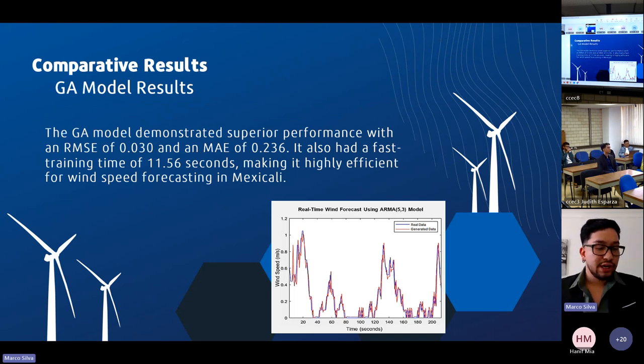GA model results. The genetic algorithm GA model delivered excellent performance with an RMSE of 0.030 and an MAE of 0.236. The model's training time was only 11.56 seconds, which highlights its efficiency. This allowed the GA model to be applied for real-time wind speed prediction in local conditions, making it highly efficient for practical wind speed optimization. This is the graph of the wind data, real time and generated.